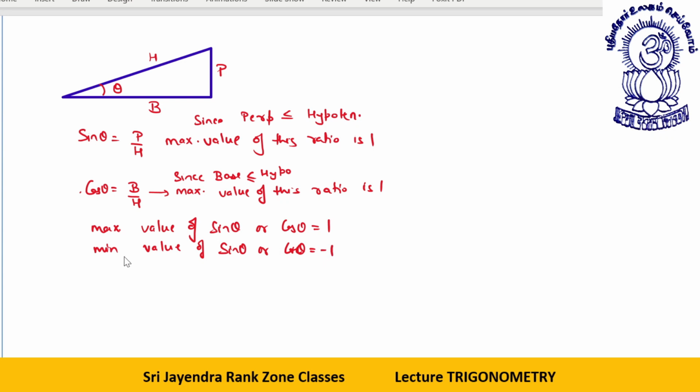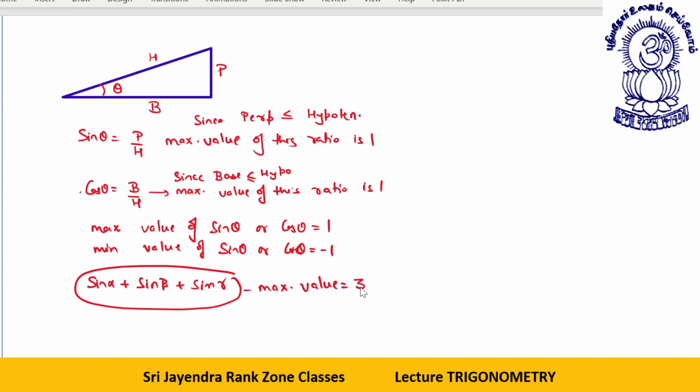Next thing. If I write down sine alpha plus sine beta plus sine gamma, what will be its maximum value? The maximum value for this expression will be equal to 3, that is 1 plus 1 plus 1, if alpha is equal to beta is equal to gamma is equal to 90 degrees.